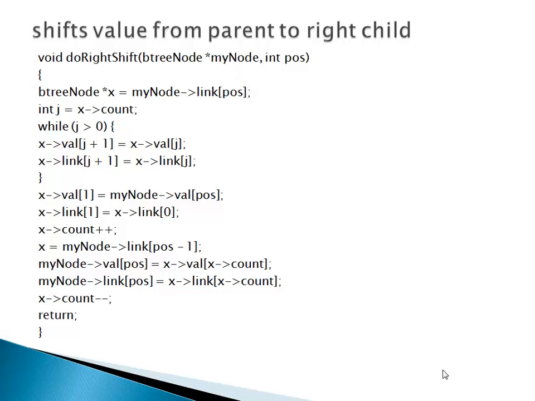Now x value of 1 equal to my node of val position. Now x of link equal to x of link of 0, that is moving to the parent, then count plus plus. Now x equal to my node of link position minus 1. Now my node value of position equal to x value of x of count and count minus minus. Through this entire function we will be moving the smallest element of the child. The smallest element will be at position 1, so x of value of 1 will be moved to the parent node. Then the intervening element will be moved to the key node.